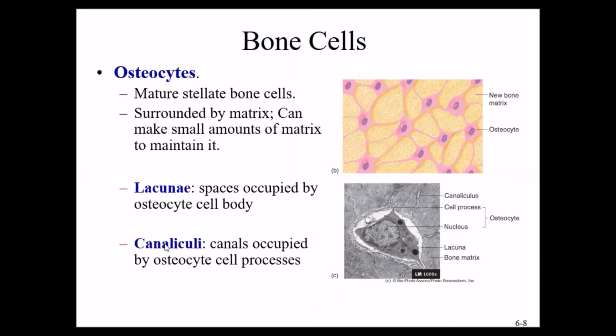And then the canaliculi are canals, little small tunnels that allow for these cells to connect to each other. The osteocytes actually connect to each other and can communicate through these connections. And so they have to have some type of little small canal that allows the cell extension to connect from one cell to the next.